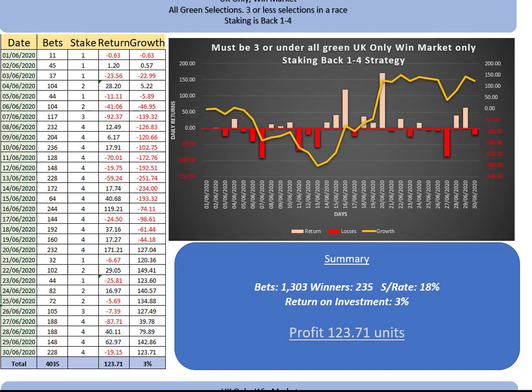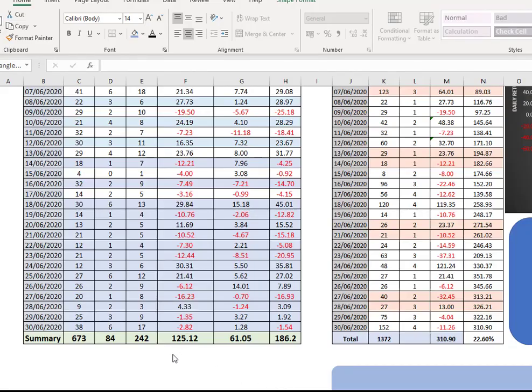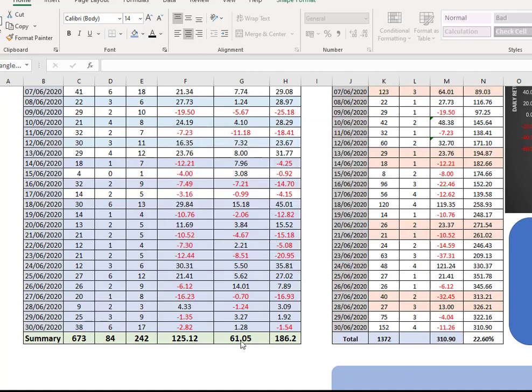So the upshot of it all is that if you want less bets, you can make more money where the races have got 4 or 5 all green selections, 30 and under obviously, and you'll find that these races tend to produce a lot better paying prices. Having said they don't make much profit, this is the level staking for the 5 horses or 4 horses qualifying races. You can see they had made nearly 10%, £61 for an outlay of 673. You made £61 profit on the place betting on the 4 and 5 horses.